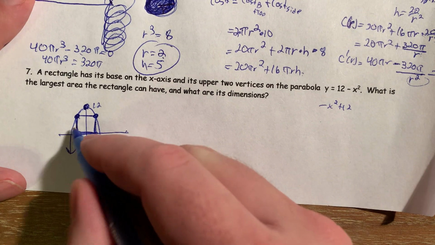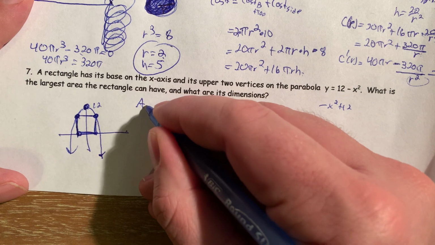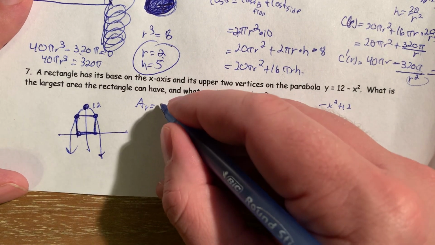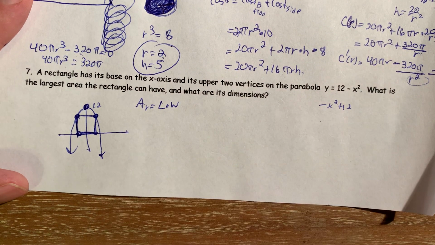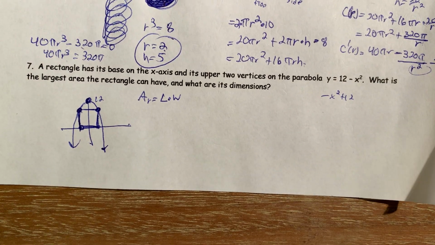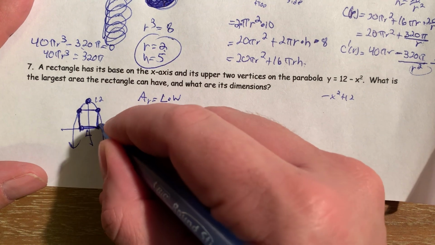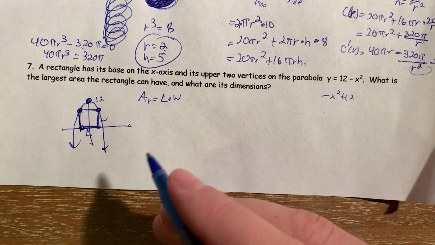Okay, so we need to find the area of this rectangle, and the area of a rectangle is equal to the length times the width. So here's the length, here's the width, or whatever. Doesn't matter which one's which.